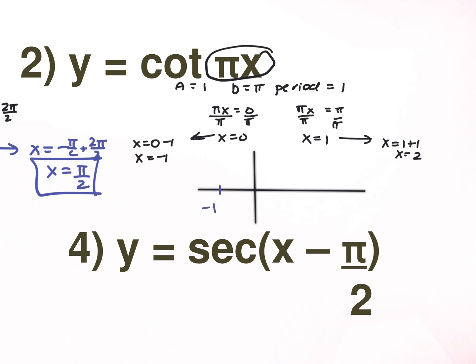So I've got negative 1, 0, 1, 2. Those are your asymptotes. Halfway between is negative 1/2, positive 1/2, and 3 over 2, which is 1.5. Eyeball the quarter and the 3/4 point. This time it's cotangent, so I start up on the left and then go down on the right.